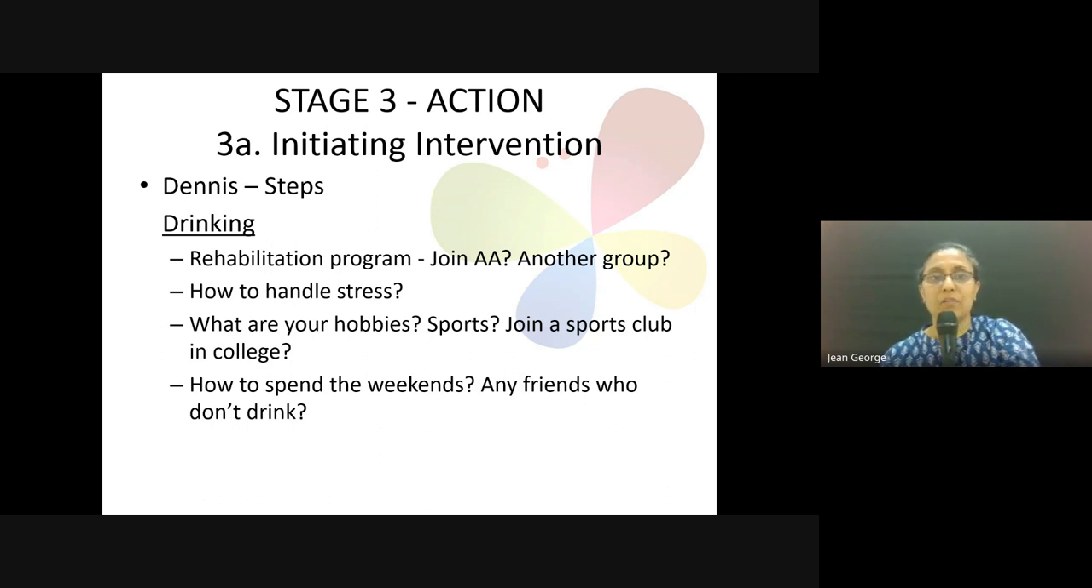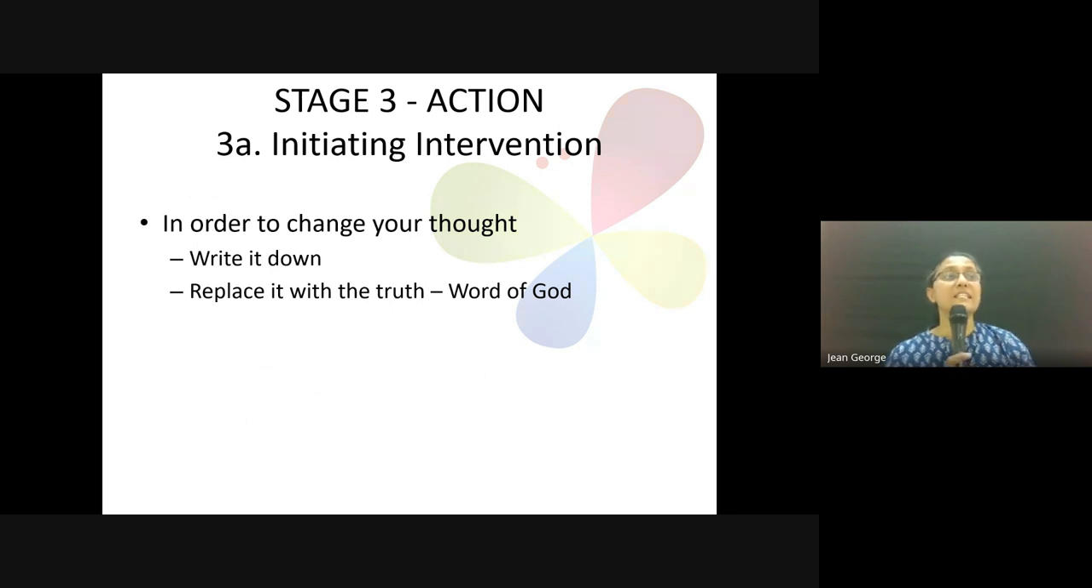Okay. Now, the next goal, let's say, is to change his thought. Maybe that's the second goal he had, to change my thought. So how would he do that? First and foremost, it may be helping him to write the negative thoughts down. Whenever you're having these thoughts, write them down. And what can we replace them with?